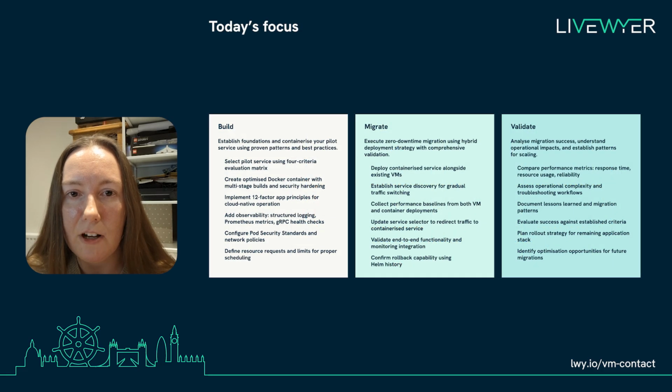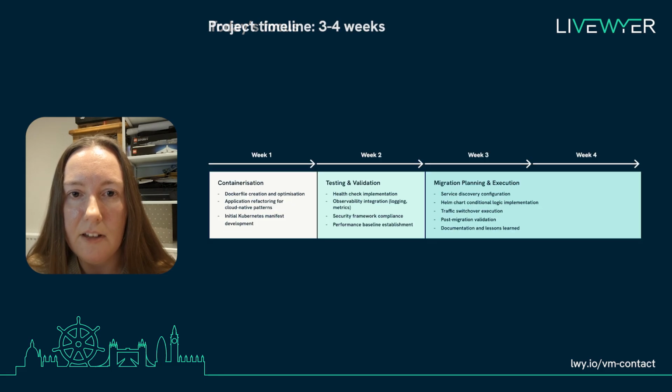We'll walk through building a production-ready containerized service, migrating live traffic with zero downtime, and then show how we can validate the results. At each step, we'll build on cloud-native principles that we'll explain as we go. This demo covers about 3 to 4 weeks of work in a real project: 1 week for containerization, 1 week for testing and validation, and 1 to 2 weeks for migration planning, execution, and post-migration evaluation. We'll condense this down for you to show you the key decision points and technical steps.